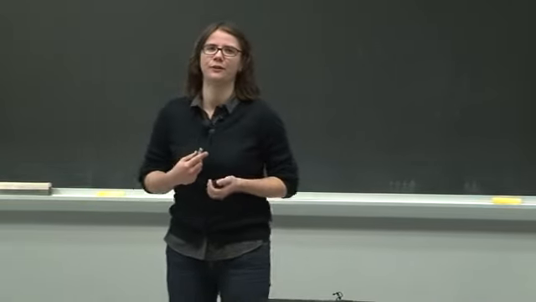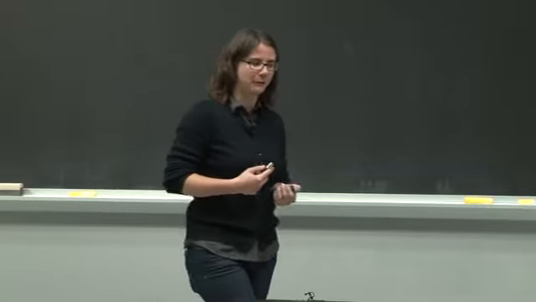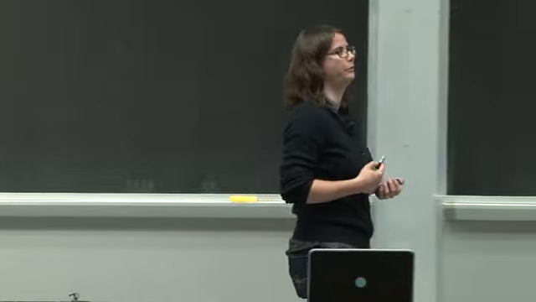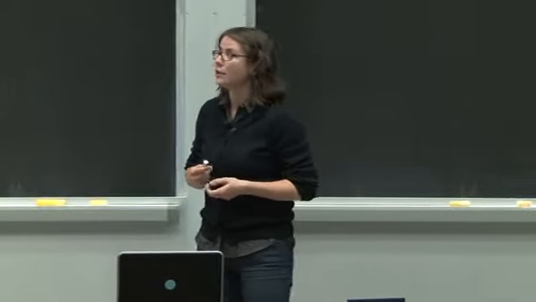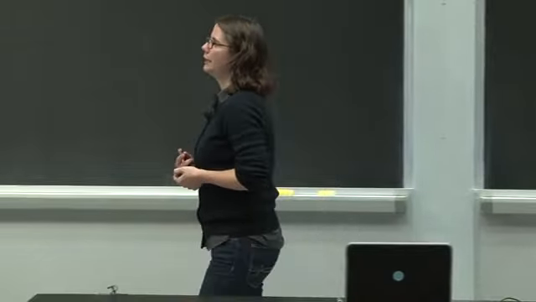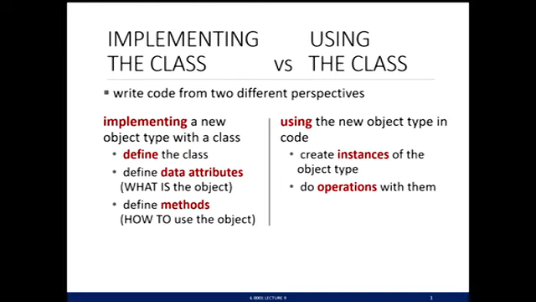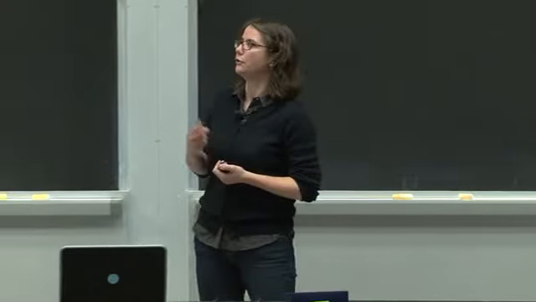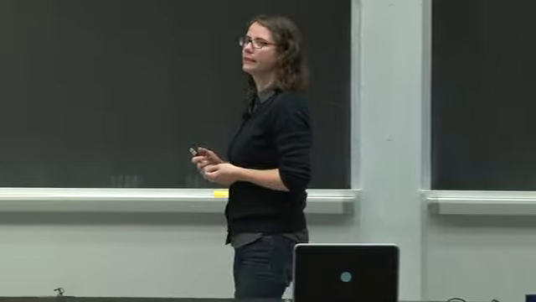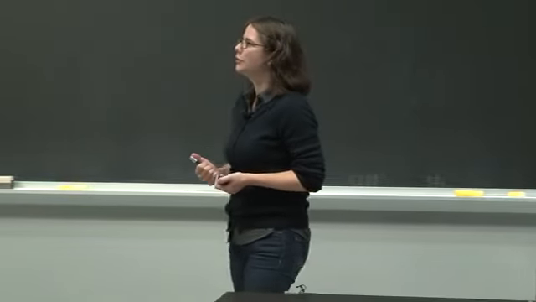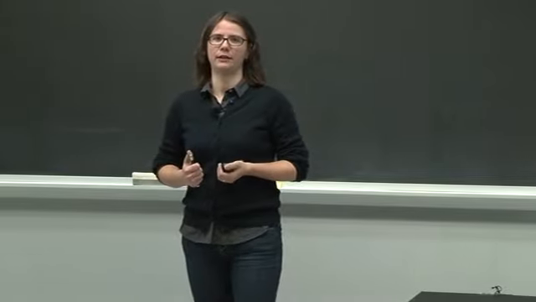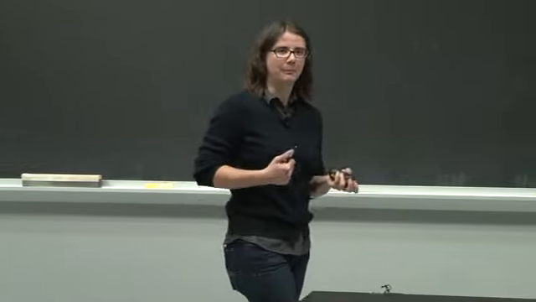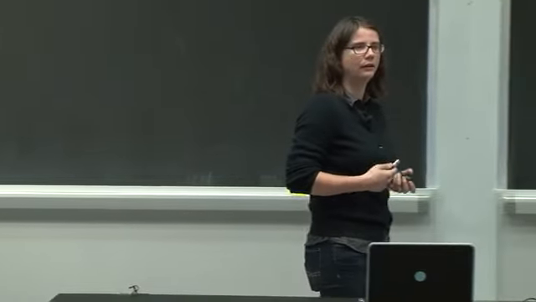Okay, so the first few slides are going to be a little bit of a recap, just to make sure that everyone's on the same page before I introduce a couple of new concepts related to classes. So recall that in the last lecture, we talked about writing code from two different perspectives, right? The first was from someone who wanted to implement a class. So implementing the class meant defining your own object type. So you defined the object type when you defined the class, and then you decided what data attributes you wanted to define your object. So what data makes up the object? What is the object?